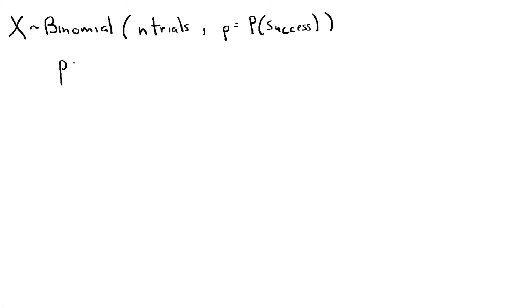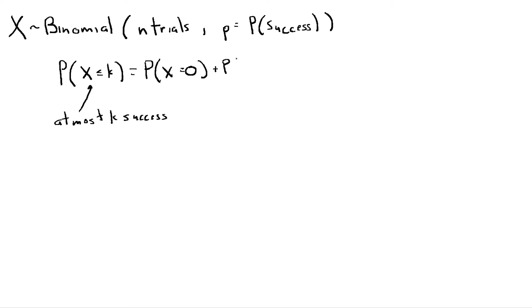So suppose we want to compute the probability that x is less than or equal to k. That means we're asking what's the probability that we have at most k successes in our n trials. The way we do that is we compute the probability that x equals 0, so 0 successes, and then we'd add on the probability that x equals 1, so 1 success, and then we just keep on going all the way up until we get to the probability that we have exactly k successes.